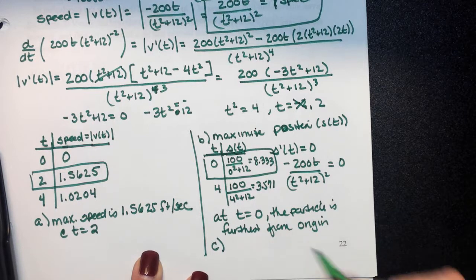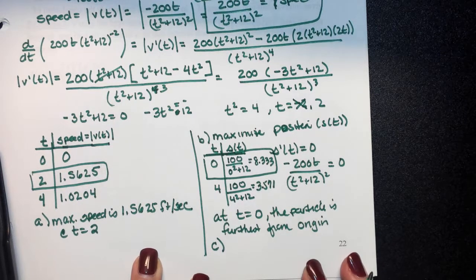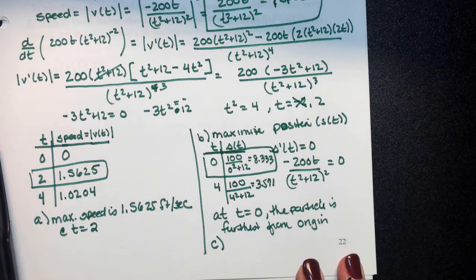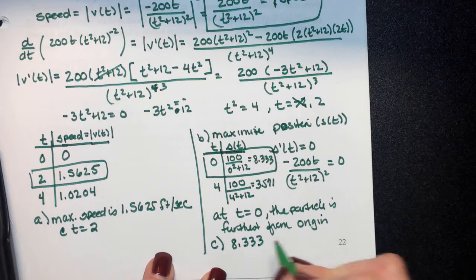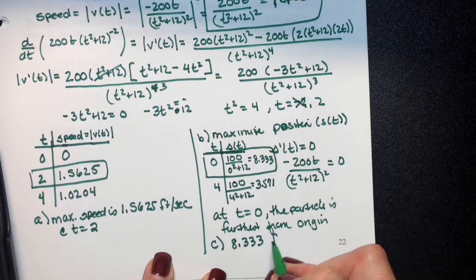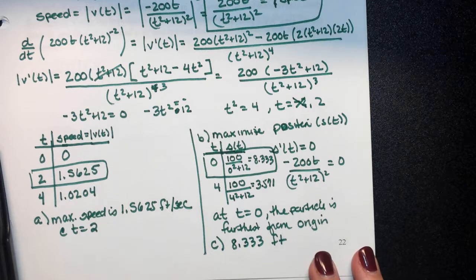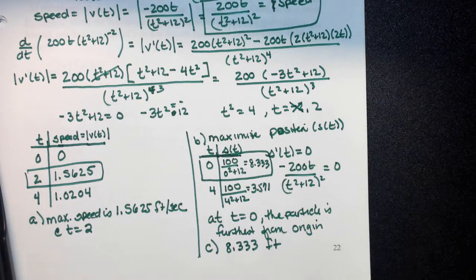And then for part C, it's asking you what is the position at that instant. So what is the position at that instant? 8.33. And the units are feet. Okay. So any questions on the velocity, speed, etc.?